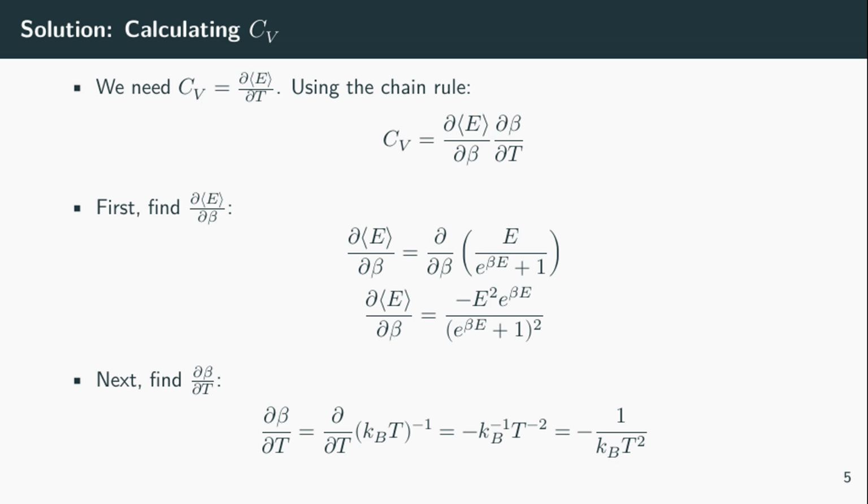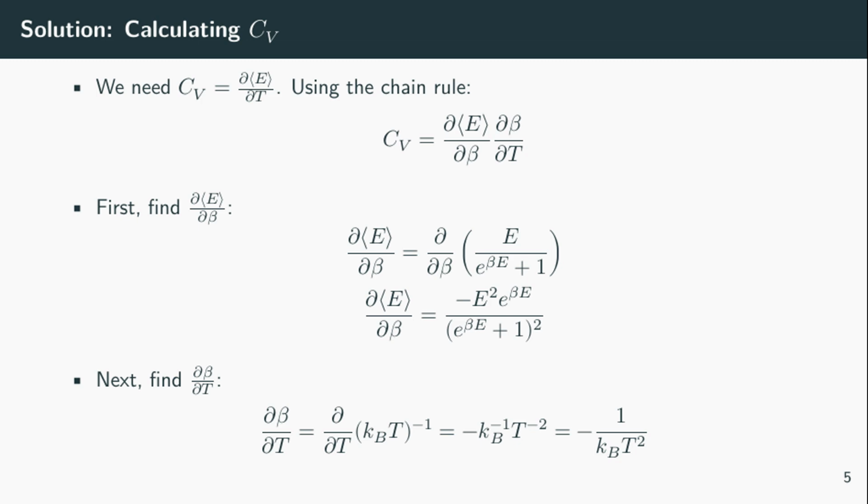First, we need the partial derivative of the average energy with respect to beta. Recall the expression for the average energy shown on the slide. Using the quotient rule to differentiate this with respect to beta gives us the expression shown. We get minus E squared times e to the power of beta E divided by the quantity e to the power of beta E plus 1, all squared. Next, we need the partial derivative of beta with respect to T. Beta is defined as 1 over kB times T. Differentiating this simple expression with respect to T gives us minus 1 over kB T squared.